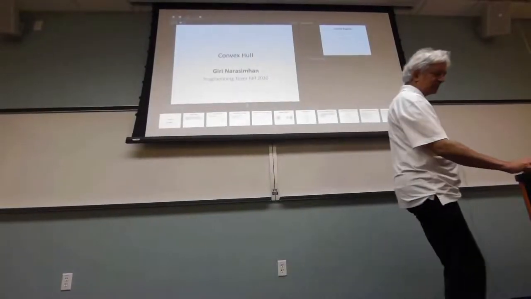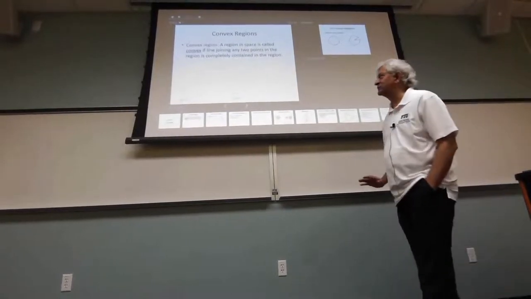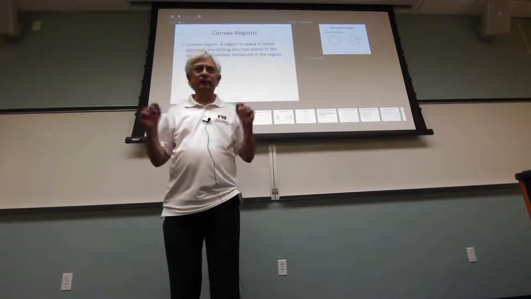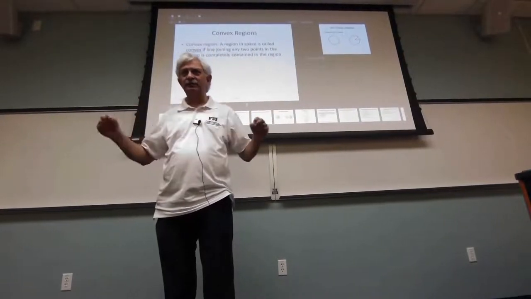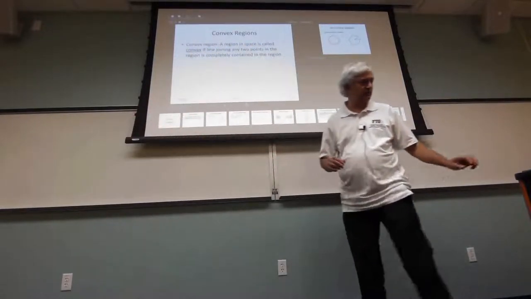So first, let's make sure our definitions, our understanding of what a convex hull is, are clear. So let's start with some definitions. First of all, we need to understand what a convex region is. A convex region is any region where if we take any two points in that region and we join them by a straight line, that entire straight line must stay in that region. Okay? So here's a simple example.